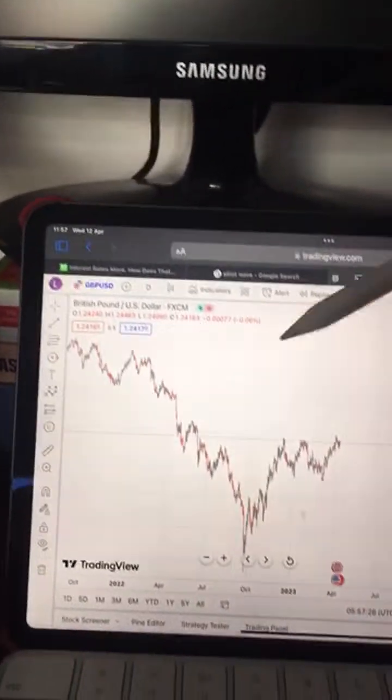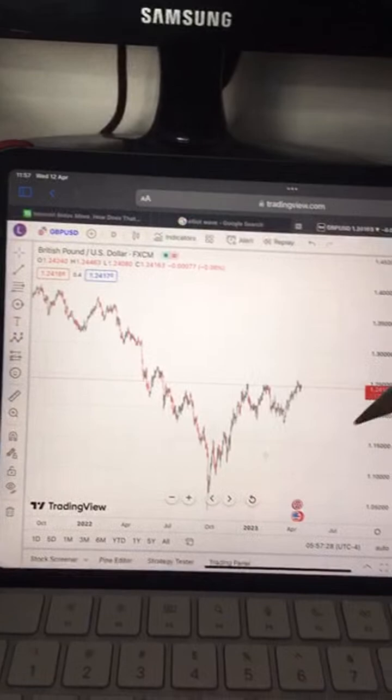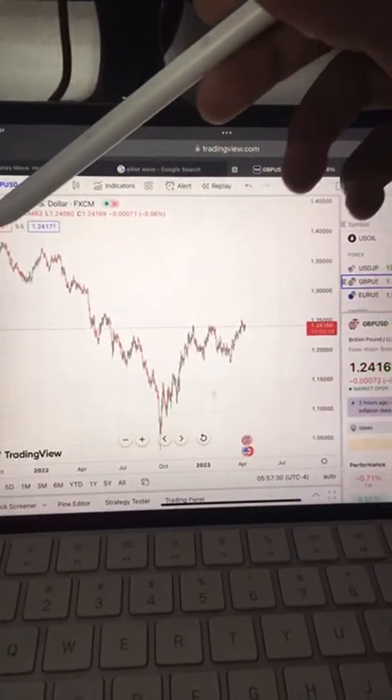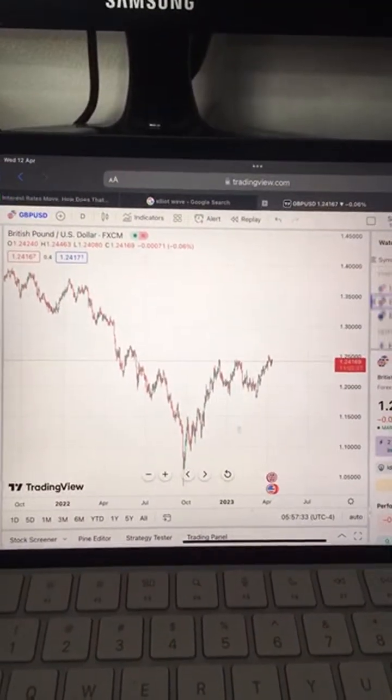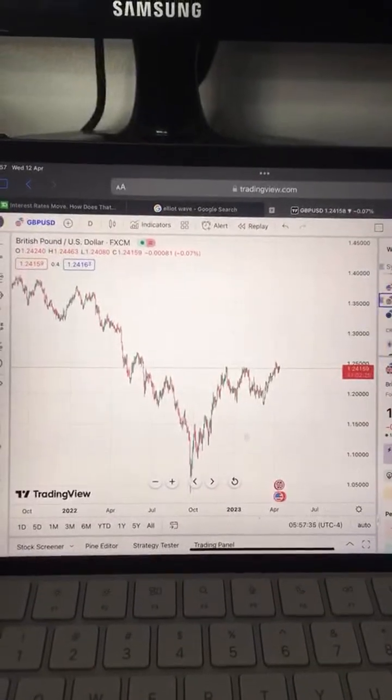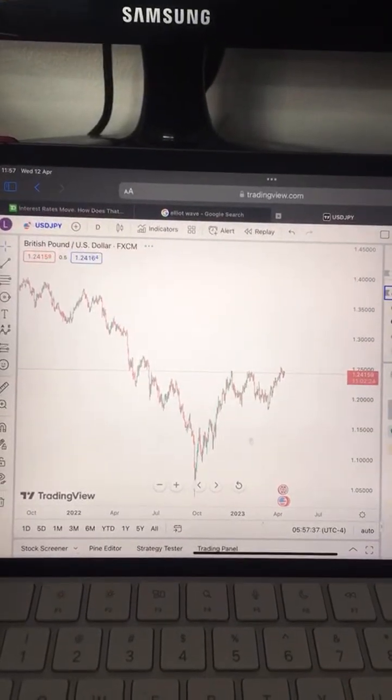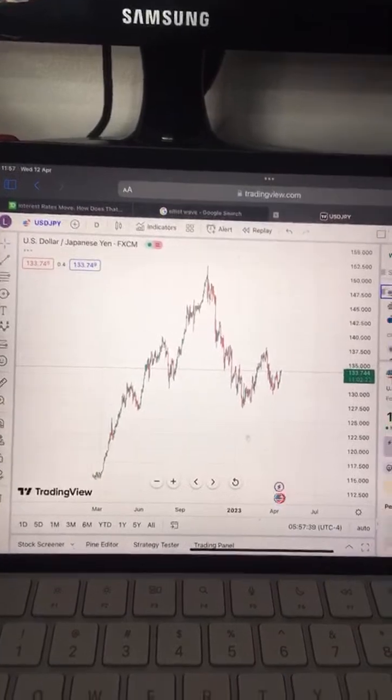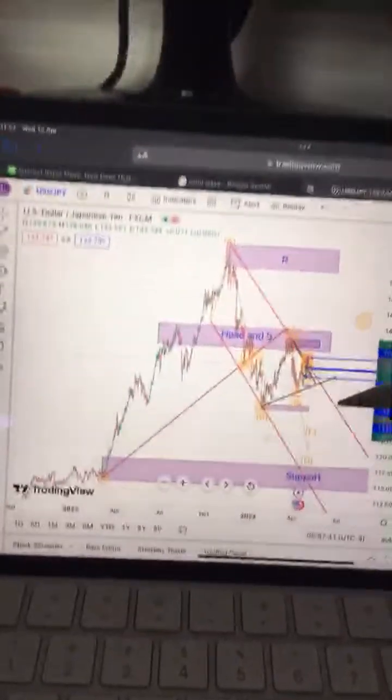Hey guys, today we are preparing for CPI. Since it's past 2, it will be CPI. I will be analyzing USDJPY. I think I'm done with the analysis for USDJPY.